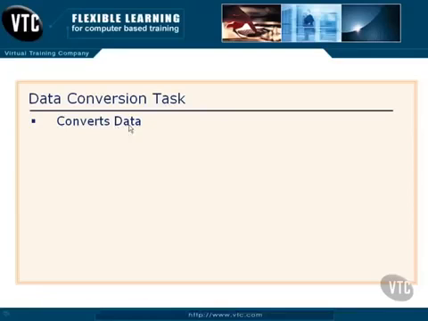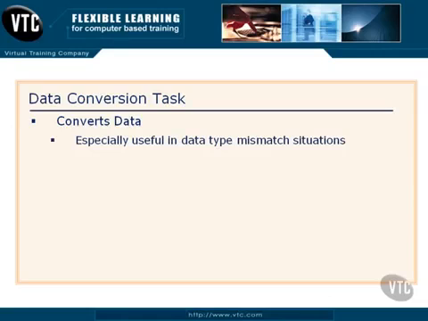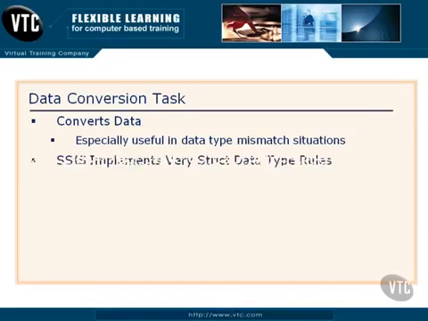Let's go back here and talk just a minute about this data conversion task. What does it do? Well, it does data conversion, right? It converts data. Now this is especially useful when you've got data type mismatch situations. Now SSIS, or Integration Services, implements very, very tight, strict data type rules. Now in earlier versions, the farther you go back through the SSIS versions, the king of looseness was DTS back around SQL Server 2000.